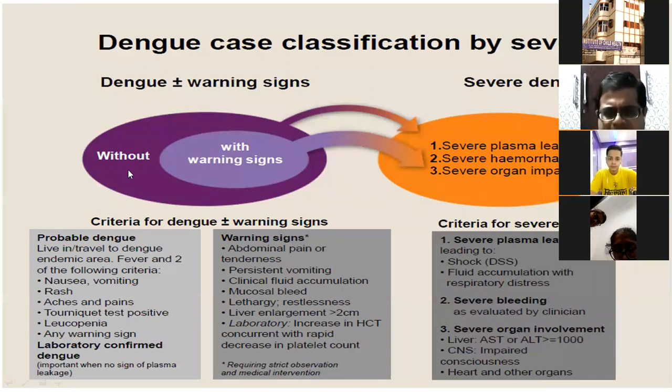A dengue patient can come to you or be admitted without any features of warning signs, can slip into dengue fever with warning signs, and again can slip into severe dengue. So our goal is to identify the patients either in this stage or this stage and to prevent them from going into the next stage.